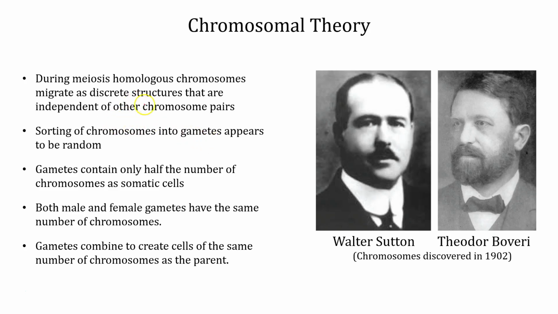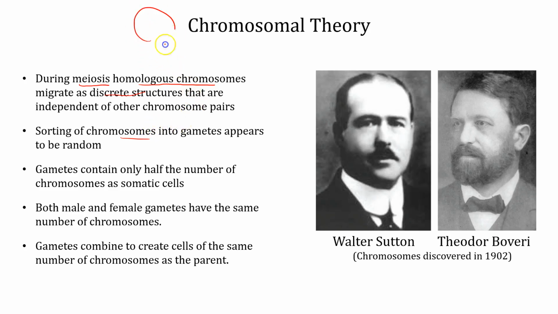But just FYI, in case you're interested to know, chromosomal theory says this, that there is a process known as meiosis, in which homologous chromosomes, meaning one from mom and one from dad, that are of the same size and bear the same genes, will separate out into discrete structures that are independent of other chromosome pairs. Also, the way that a chromosome is sorted into a gamete appears to be random.